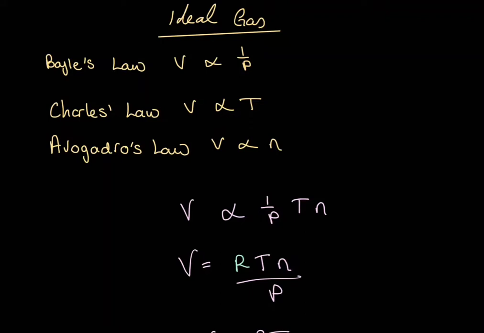Then we looked at Charles' law and saw that the volume of a gas was proportional to its temperature. So if we increase the temperature, the volume would also increase. Then Avogadro's law, this is the law where we saw that the volume is proportional to the number of moles of the gas. And we saw that the volume of 1 mole at standard temperature and pressure was 22.4 litres, where if it was at room temperature, it was 24 litres.